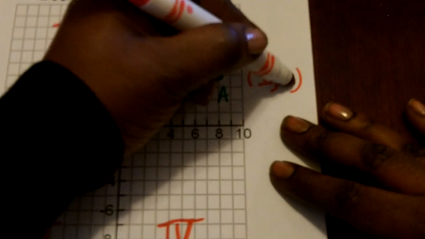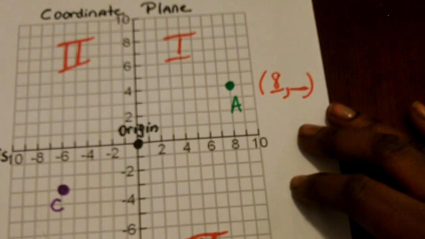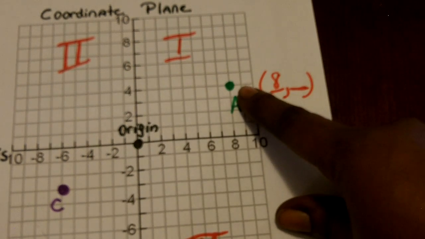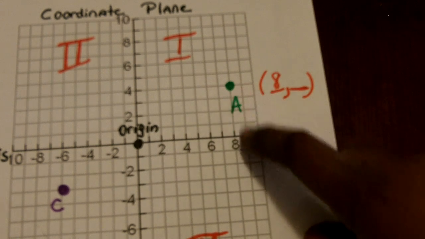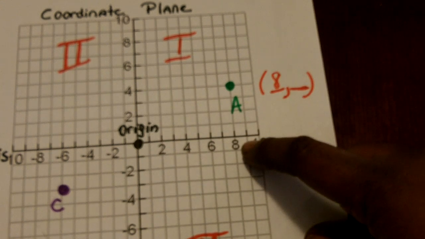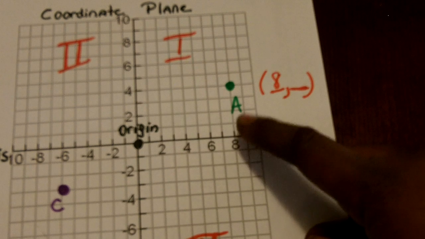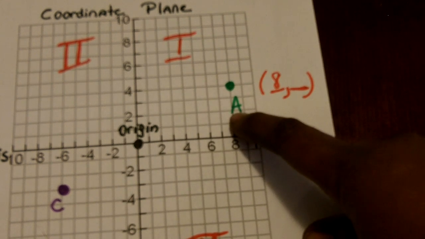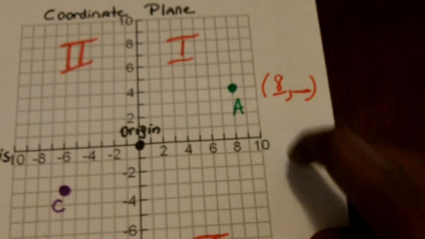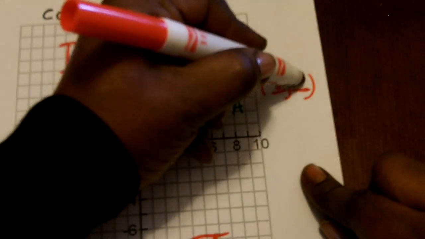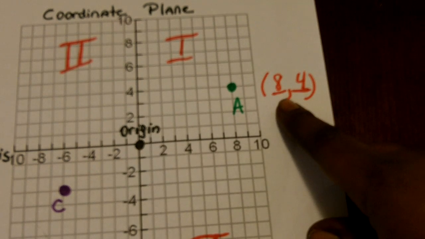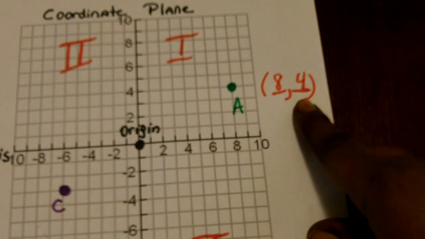Now, the y-coordinate, what direction did we move from this 8 to get to point A? Well, it looks like you moved up. And since you're moving up, that means that y is positive. Now we just need to figure out how many times we moved up. We moved 1, 2, 3, 4 places up. Therefore, your y-coordinate is 4, making the ordered pair for point A 8, 4.